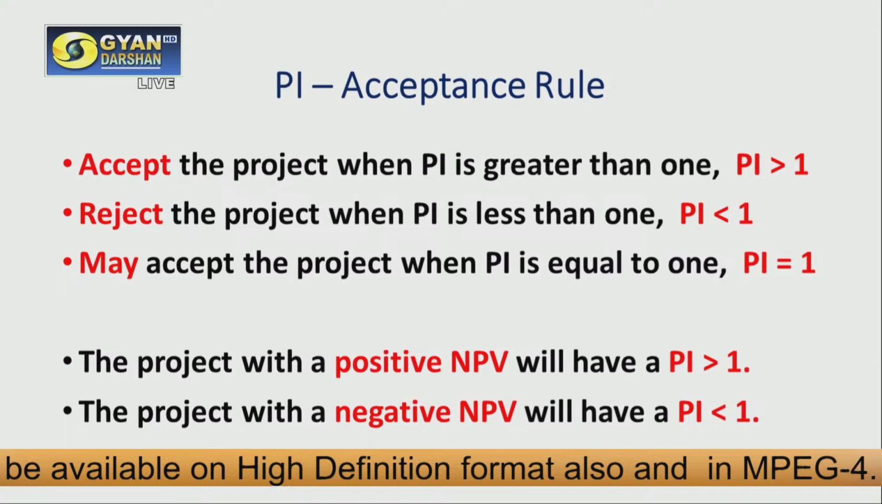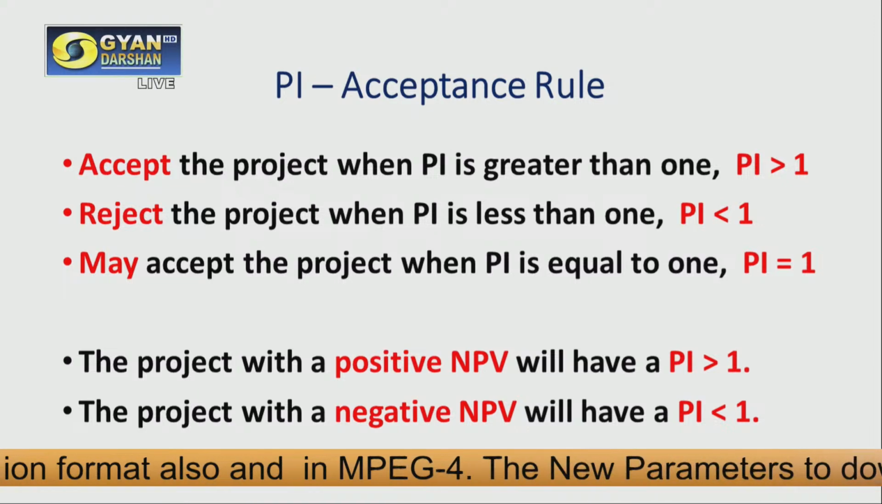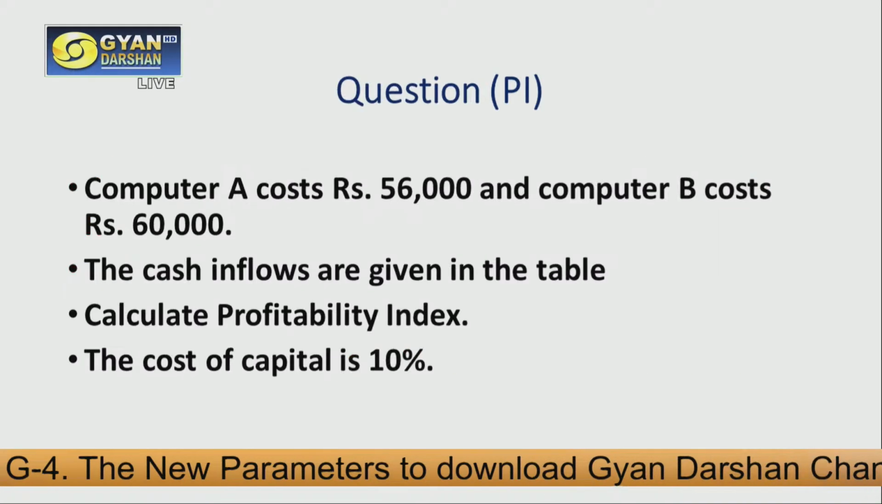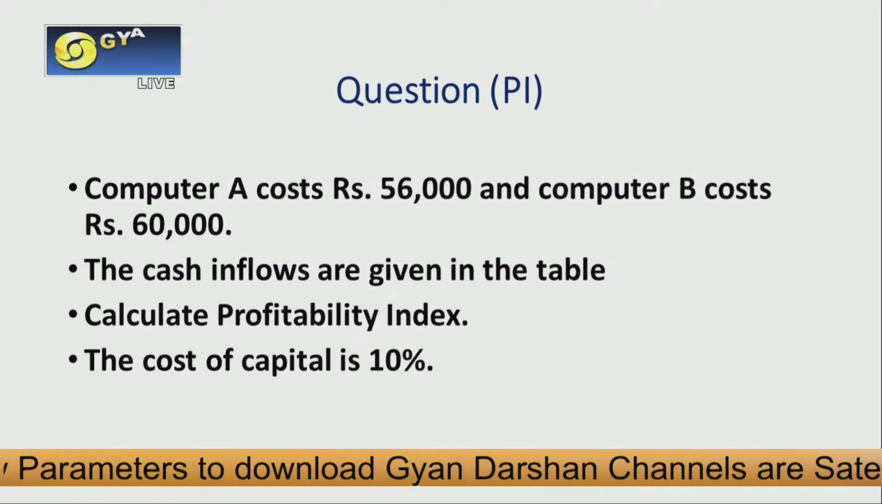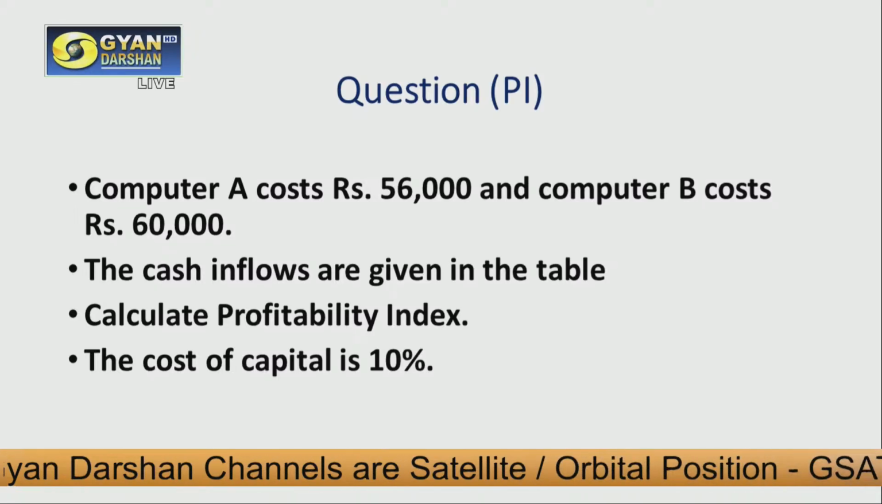The acceptance rule is again the same. We need to accept the project if PI is more than 1. We need to reject the project if PI is less than 1. We may accept or reject the project in case PI is equal to 1. Let us quickly try and understand the concept of PI with the help of this practical example.